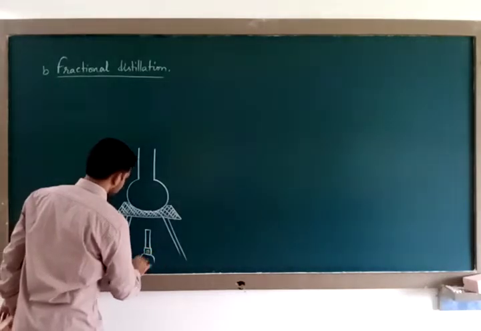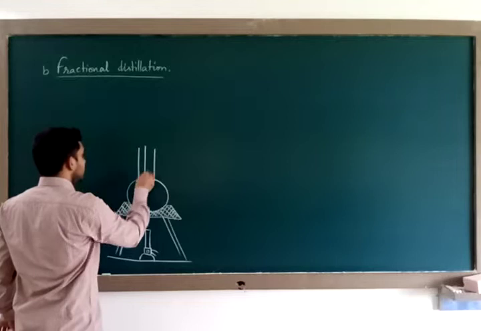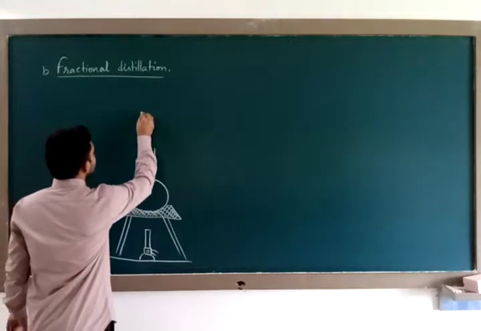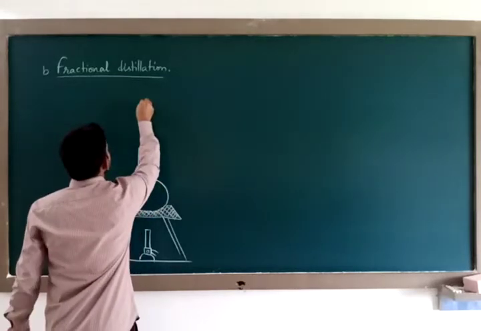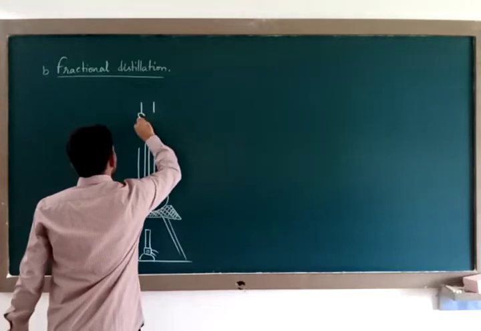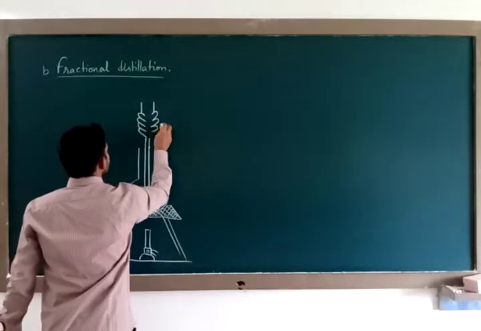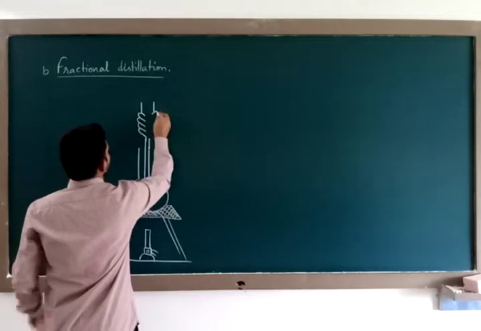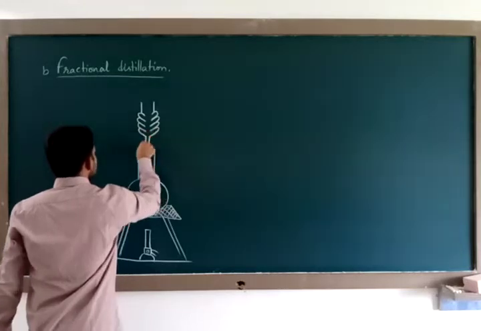Then this round bottomed flask is fitted with a fractionating column. What is a fractionating column? A fractionating column is a glass apparatus. It comes in different designs, the purpose of which I will tell you after some time. This fractionating column is fitted over the round bottomed flask's mouth.